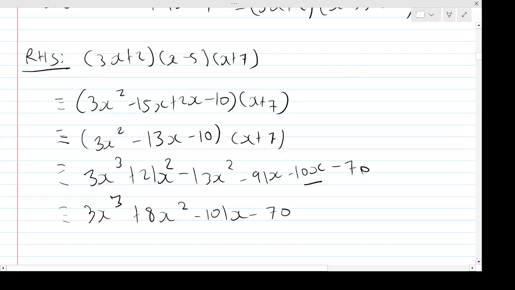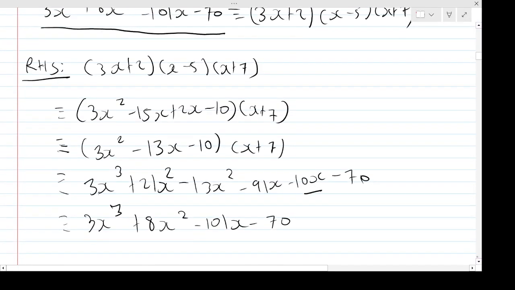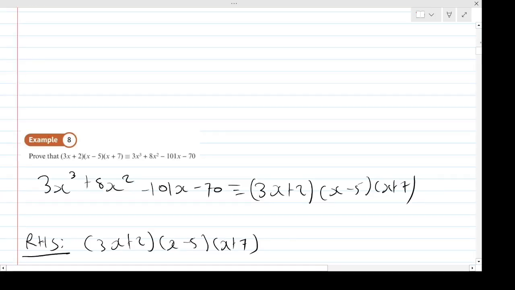Okay, and let's compare that then. What's the cubic we have on the other side? 3x cubed, 8x squared, minus 101x minus 70 is exactly the same. So there we are then. We got to the left-hand side. That's our proof done. So therefore the right-hand side is identical to the left-hand side, meaning that this identity is indeed true.